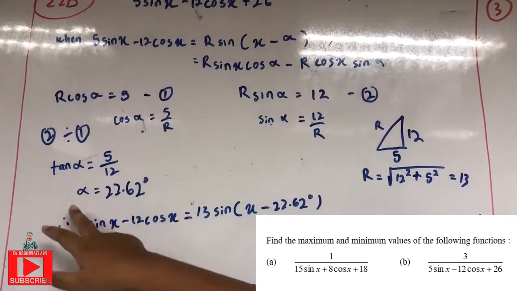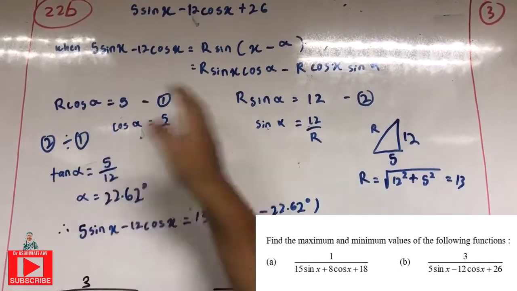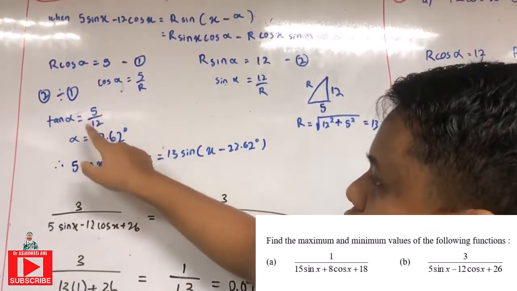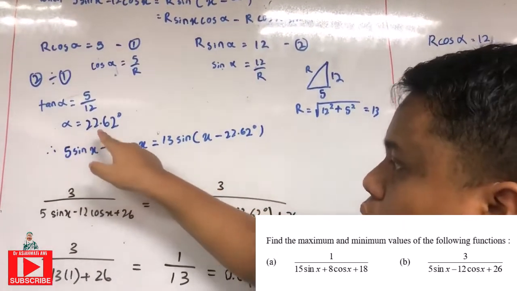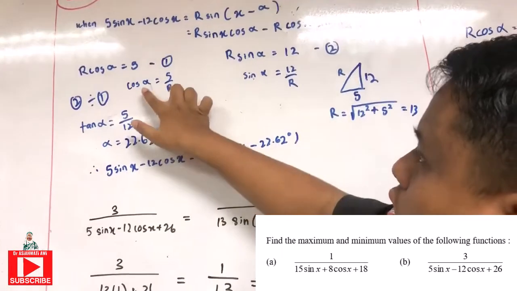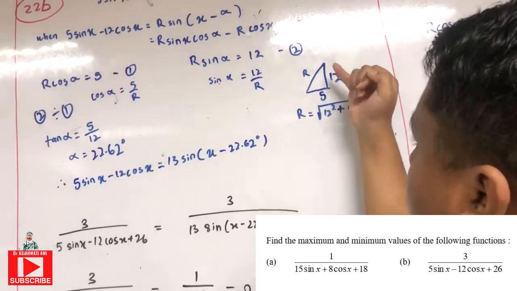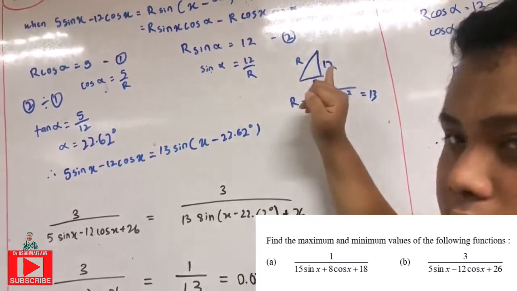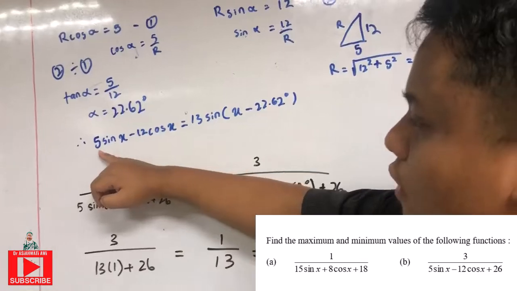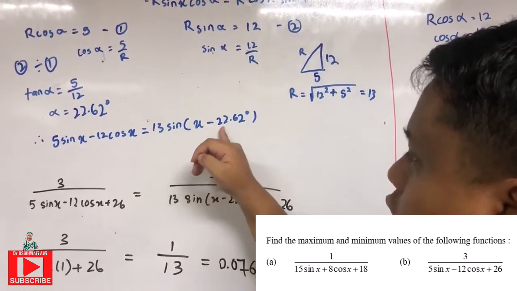To find alpha, we divide equation 2 by 1. Since sin over cos is equal to tan, tan alpha equals 12 over 5, so alpha equals 22.62. Then to find R, we use Pythagoras' theorem, where cos alpha equals 5 over R and sin alpha equals 12 over R. If we draw the triangle, R will equal 13. So we know that 5 sin X minus 12 cos X equals 13 sin(X minus 22.62).